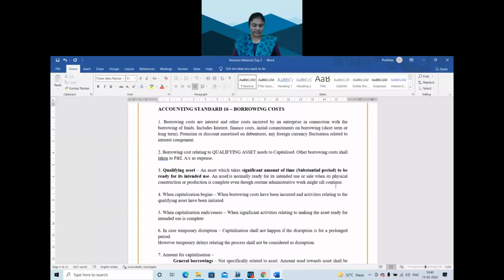So the standard says three things. In a qualifying asset, the moment it becomes a qualifying asset, you can start recognizing the borrowing cost as a capital expenditure. So I can transfer the borrowing cost to a capital expenditure the moment the asset becomes a qualifying asset. So when does capitalization begin, point number one: when borrowing costs have been incurred and activities relating to the qualifying asset have been initiated.